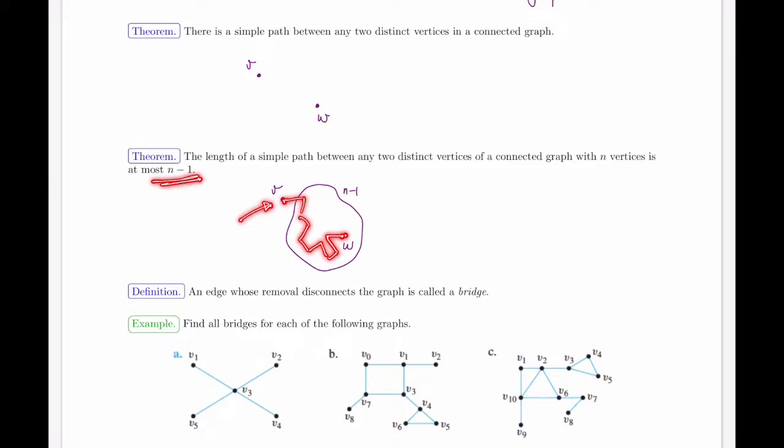Now, there of course could be others. What this is saying is at most, so this is my worst case scenario, that I had to go into every other vertex. I had to use every single other vertex as an intermediary before I managed to get from V all the way to W. Makes perfect sense.